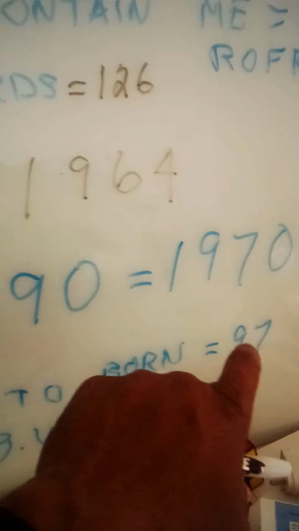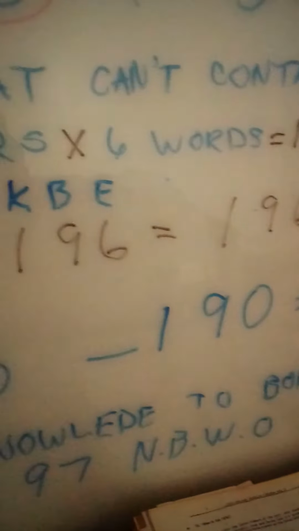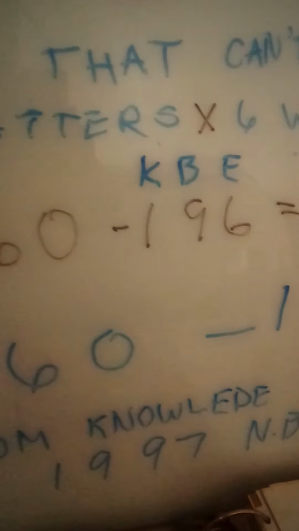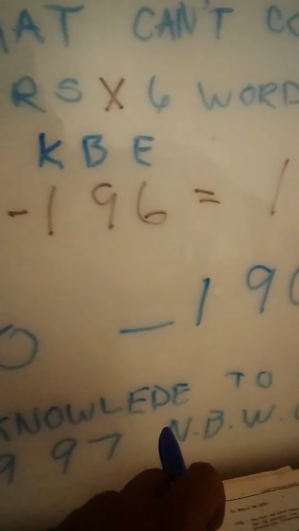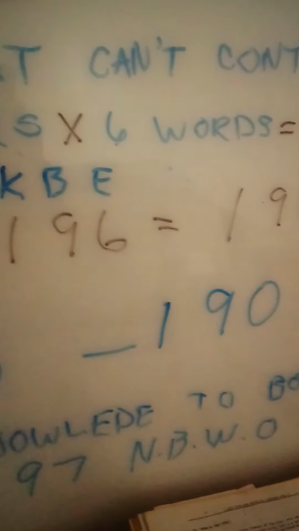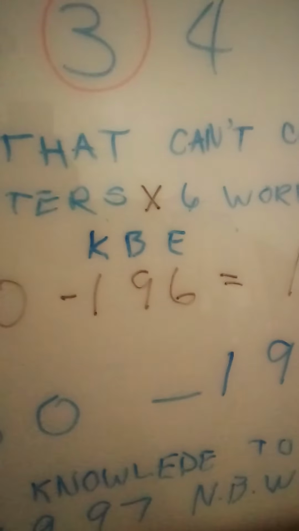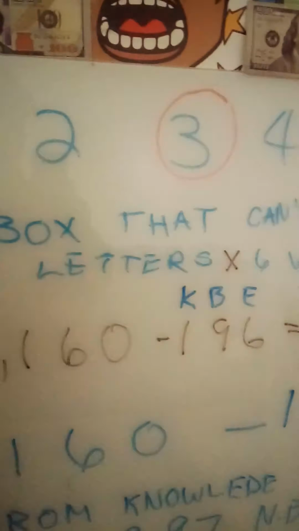Born equals the number 97. It's 19 letters that born 97. In 1997, the New Black World Order was founded by me. I'm the founder of the New Black World Order. This is King Shah.